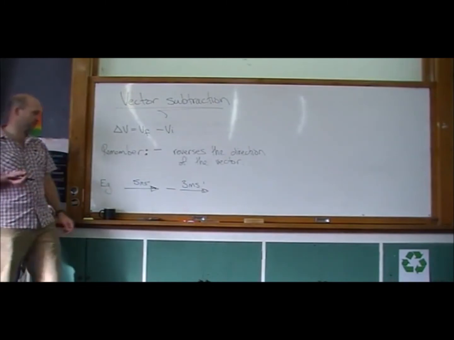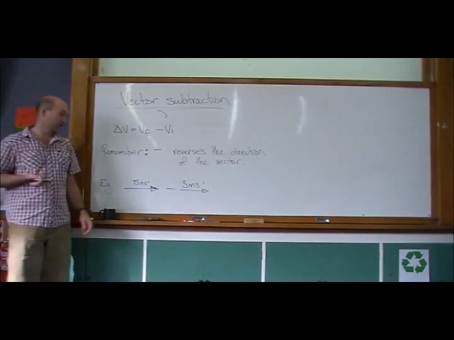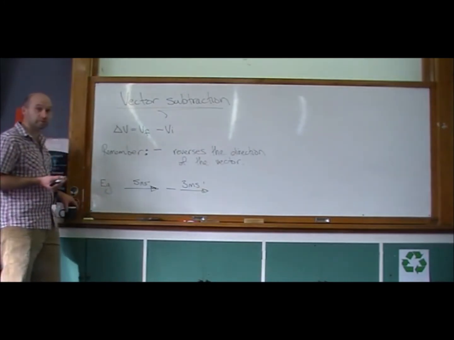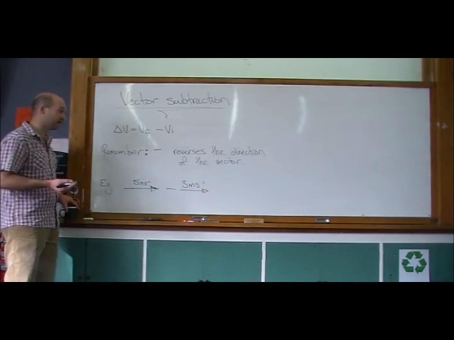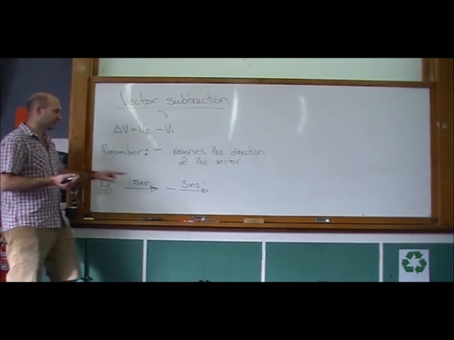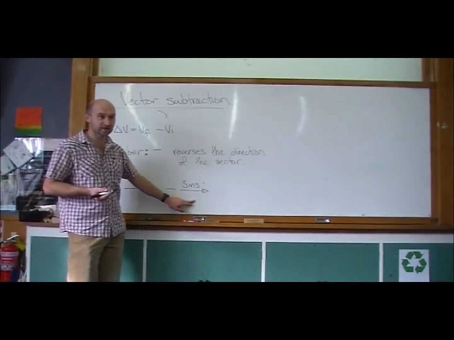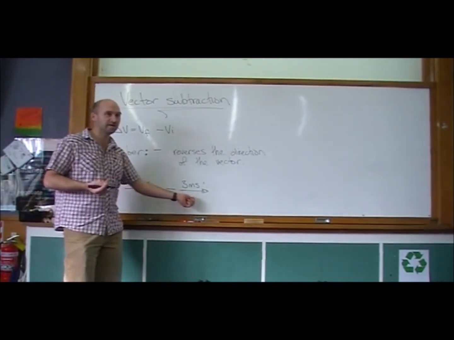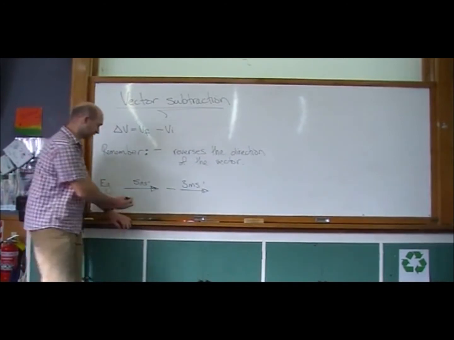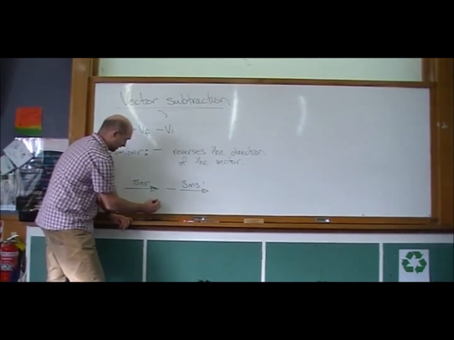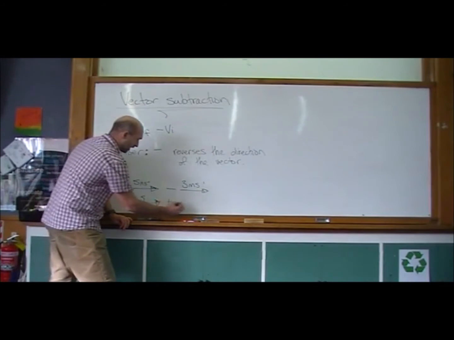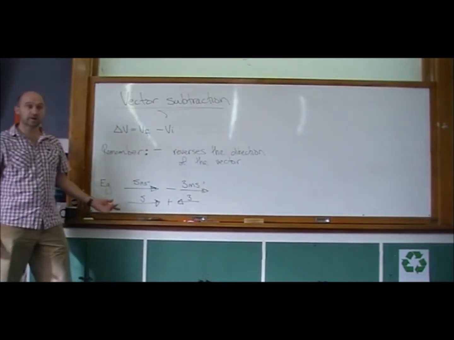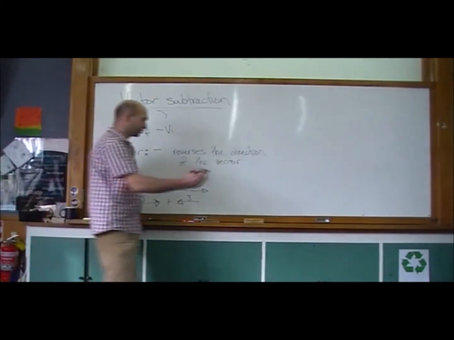So for example, 5 minus 3. What we're going to do is change that into an addition problem by making the minus sign a plus sign and reversing the direction of the second vector. It's really important that we associate that minus sign with that vector, not with this one. So 5 plus 3, we can do. We're just going to add them together nose to tail.